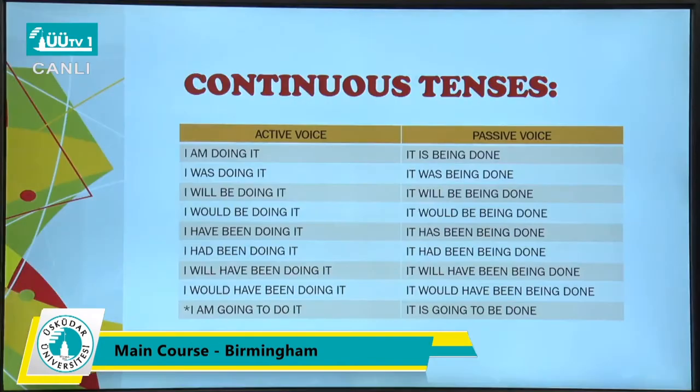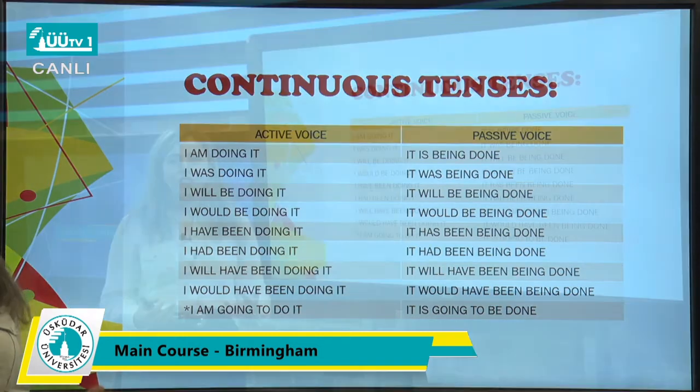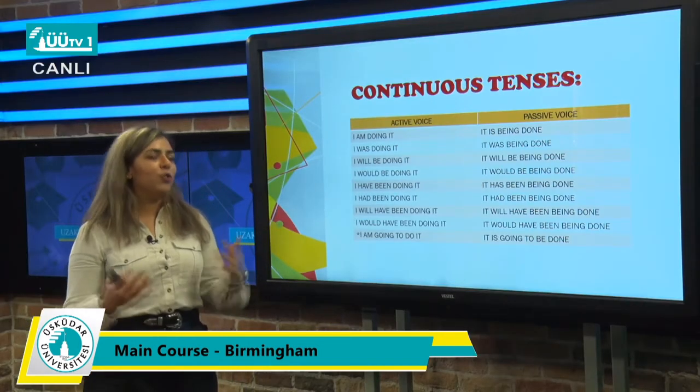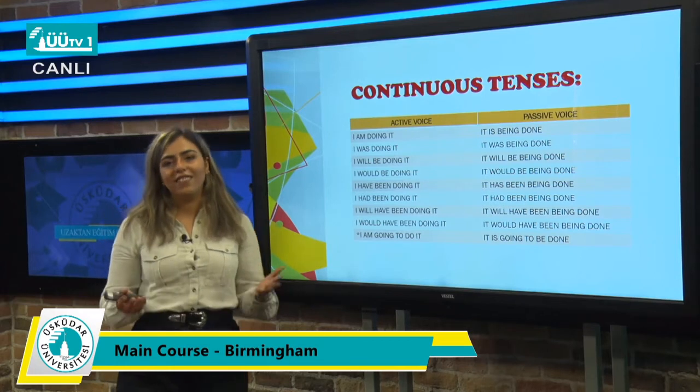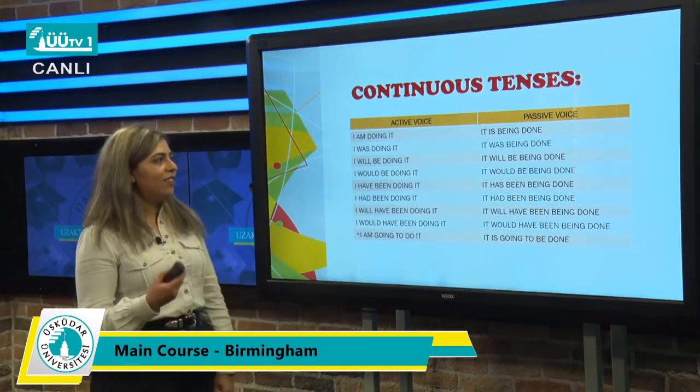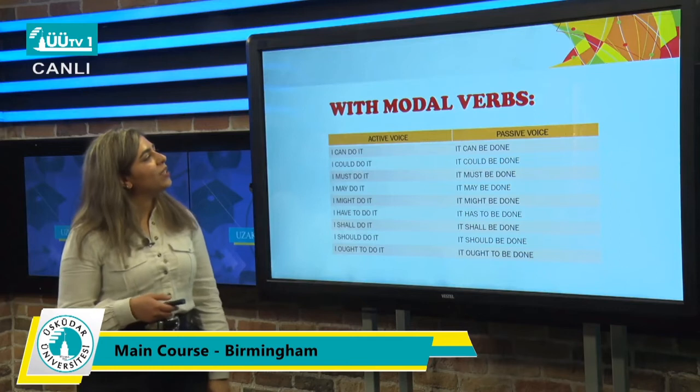I had been doing it. I had been being done. I will have been doing it. It will have been being done. And the rest. I know the last ones were so hard for you. I know that you don't know some of those tenses, but I wanted this to be perfect for you. If you needed, you could just go and open it and see what you should use, to know the format. So let's go to the next one.